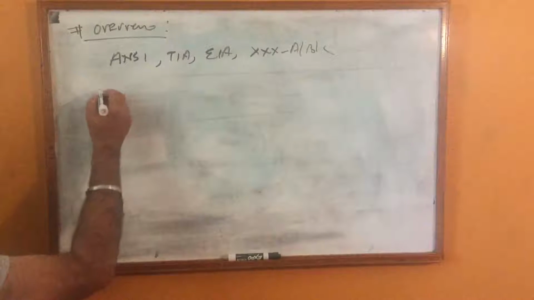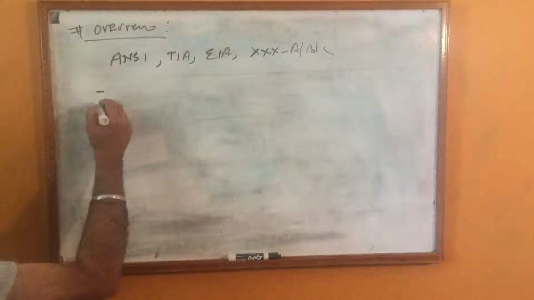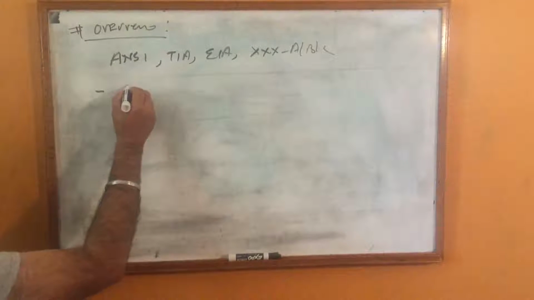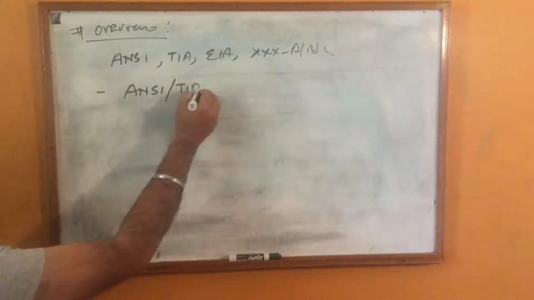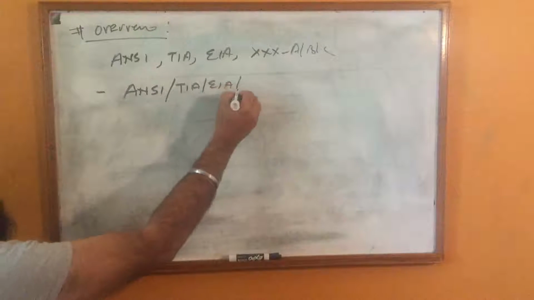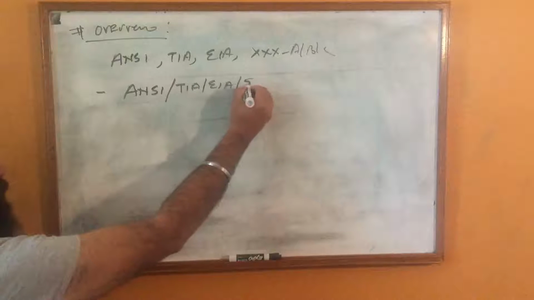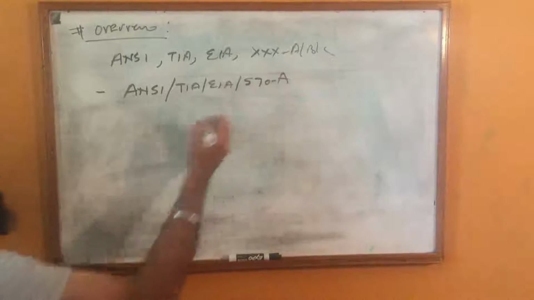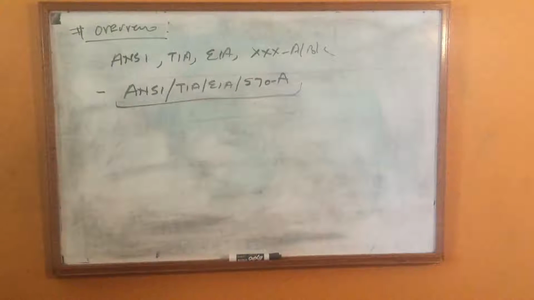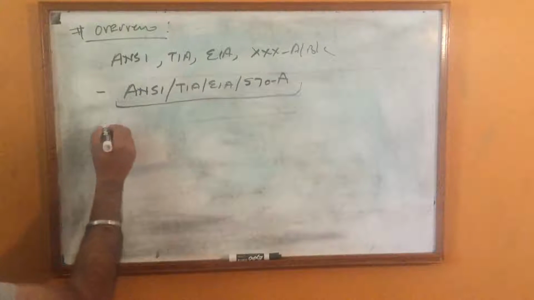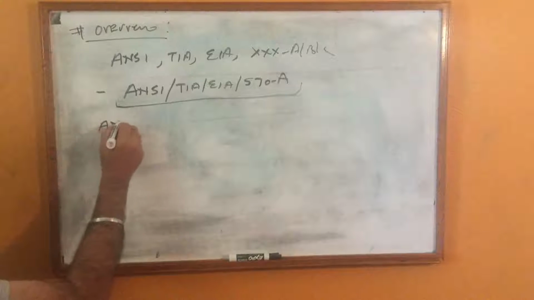Most of the time, what you will see is they are listed as one word itself. What I mean by that is it says ANSI/TIA/EIA, for example, in this case, 570A. So don't get confused with all of these complex terms. It's pretty easy to understand. Let's talk about what ANSI stands for.